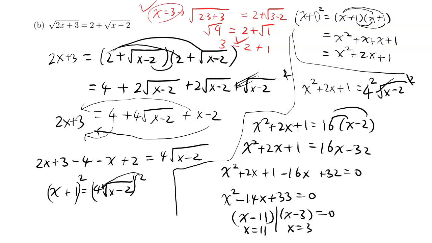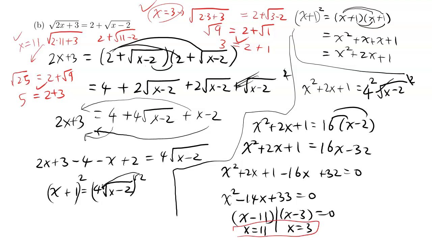What about 11? Let's try 11. Square root of 2 times 11 plus 3 and 2 plus the square root of 11 minus 2. 11 times 2 is 22, 22 plus 3 is 25, so you end up with the square root of 25 equal to 2 plus the square root of 9. Square root of 9 is 3, 3 plus 2 is 5, and square root of 25 is 5. So indeed it works. So they both work. x equal to 11 does work, x equal to 3 does work, so we see that both are answers.